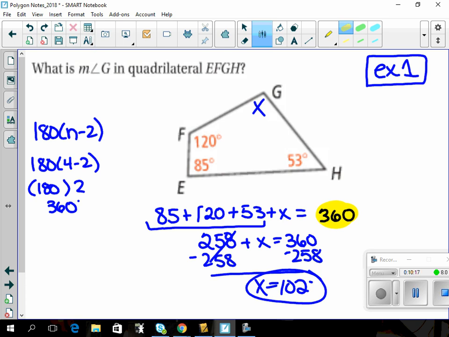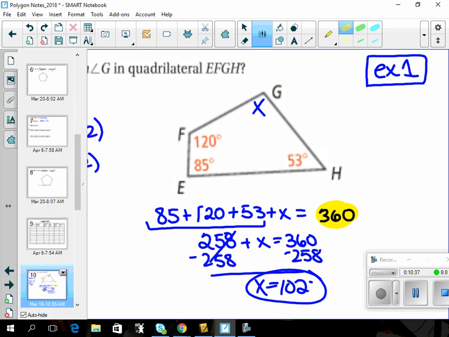I just subtracted 258 from both sides? This? That's a degree sign? Okay. Yeah. My handwriting can be kind of sloppy. All right. How do we feel? Interior angle sum. We're doing okay.